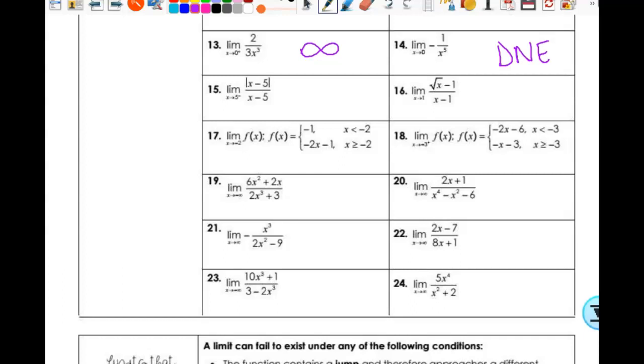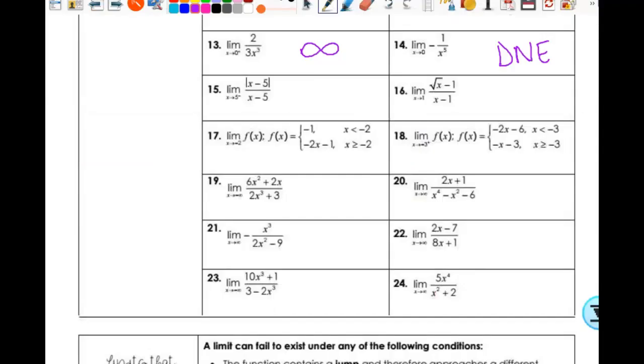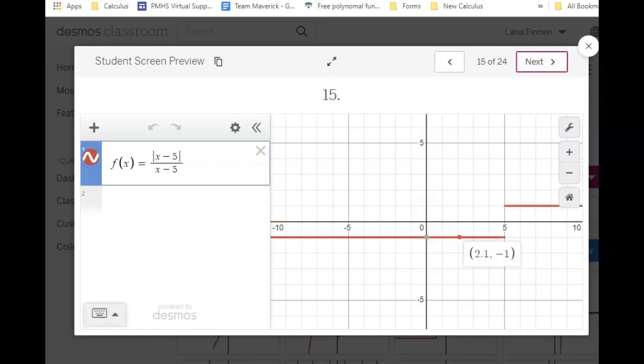Okay. Then the next one, you're approaching 5 from the left. Is that a minus? Mine's just a blur. Okay. Minus 5 or negative 5? 5 from the left. Okay, as I approach 5 from the left, what am I approaching? -1.